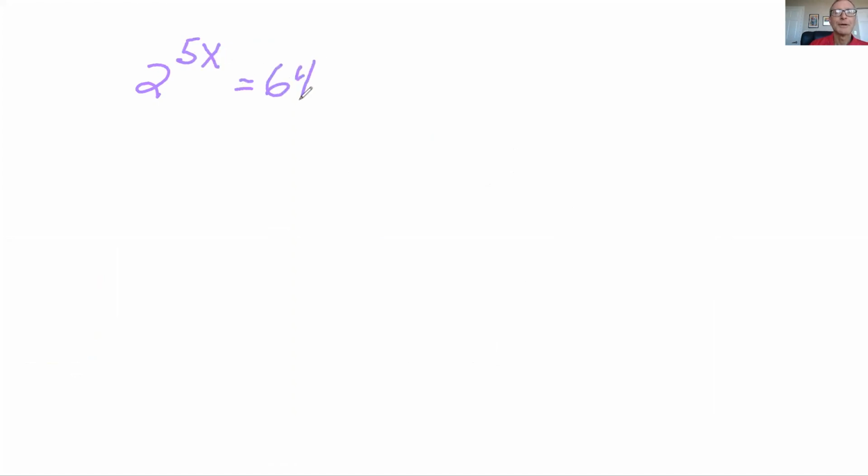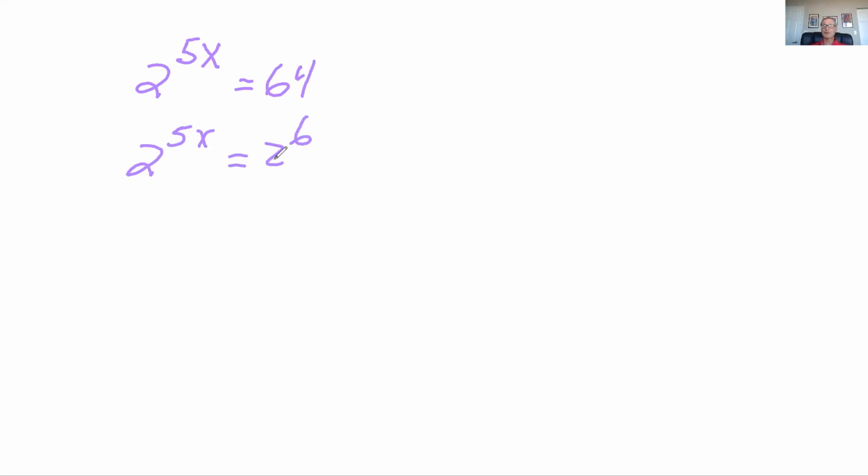Equals 64. And so the strategy, especially in this section, is to make the bases the same. So can we make 64 a 2 to some power? That will make the bases the same. So I get my hand out and count. 2 times 2 is 4, and then 8 is 3, 16 is 4, and 5 is 32, and 6 is 64. So that would be 2 to the 5x equals 2 to the 6th power.